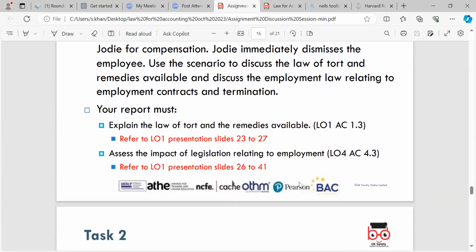Your report must include: explain the law of tort and the remedies available. LO1, AC 1.1, refer to learning outcome 1, presentation slides 23 to 27. You must assess the impact of legislation relating to employment, learning outcome 4, AC 4.1, and refer to learning outcome 1, presentation slides 26 to 41.